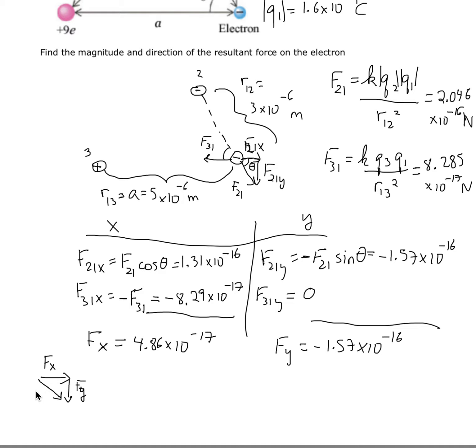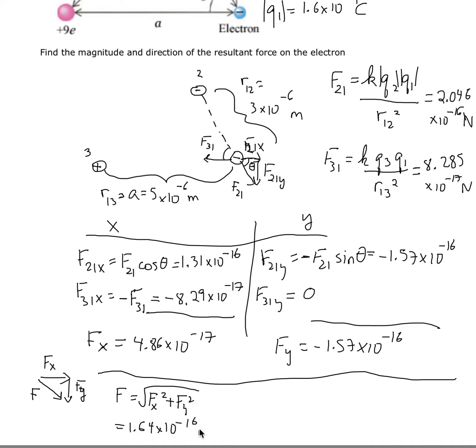The net force on the electron must be going down and to the right, since the components are to the right and down. So we can go ahead and find F using the Pythagorean theorem, since we have a right triangle here. F equals the square root of Fx squared plus Fy squared. We plug in the numbers we just found for Fx and Fy, and that gave me 1.64 times 10 to the negative 16 newtons. That's the net force on the electron.